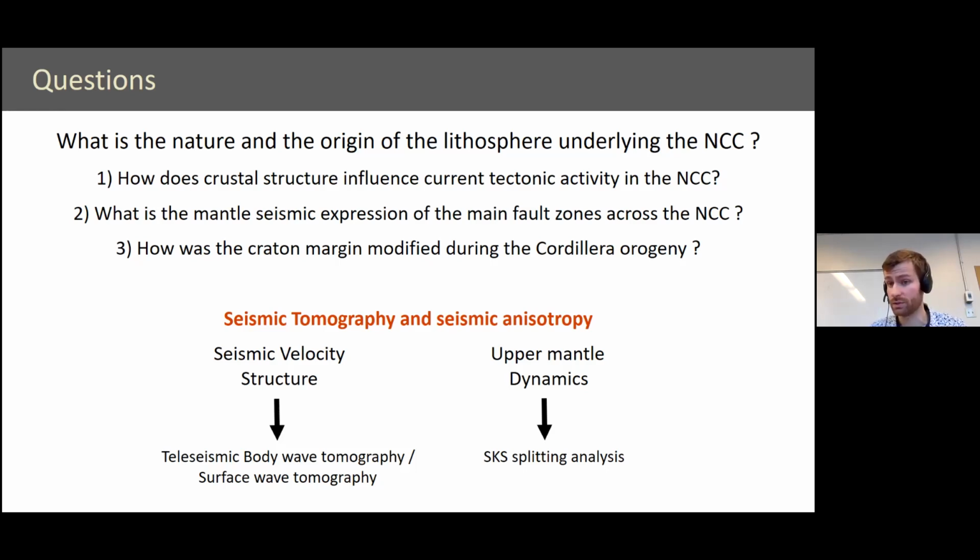And so in order to answer those questions, we're going to employ seismic tomography and seismic anisotropy. Seismic tomography is going to give us an idea of the seismic velocity structure, through development of teleseismic body wave tomography and surface wave tomography models, while the seismic anisotropy is going to give us an idea of the dynamics of the upper mantle with the SKS splitting analysis.